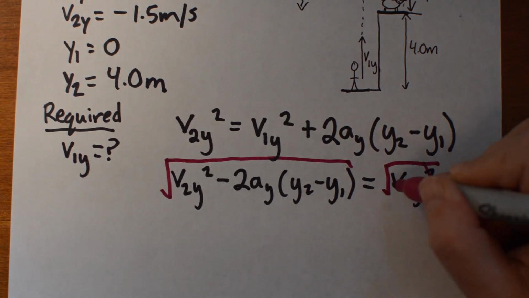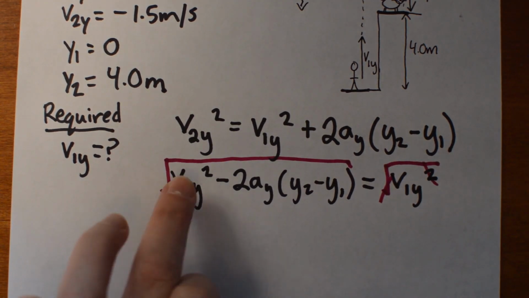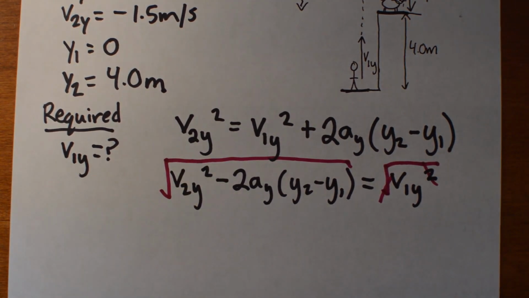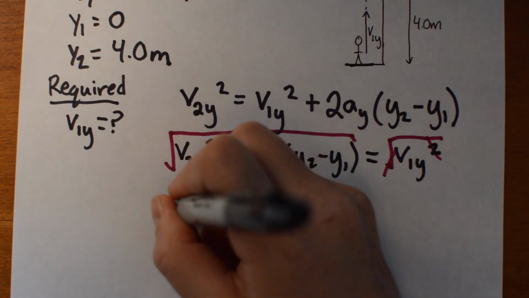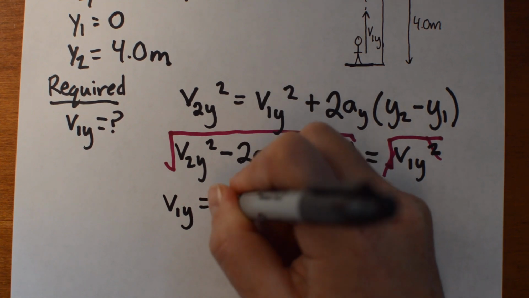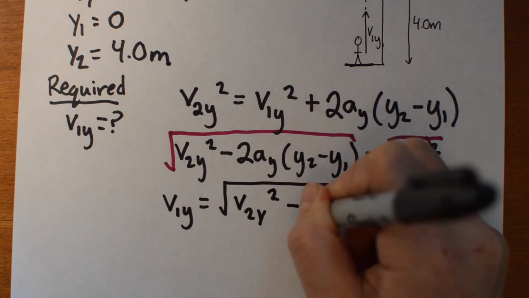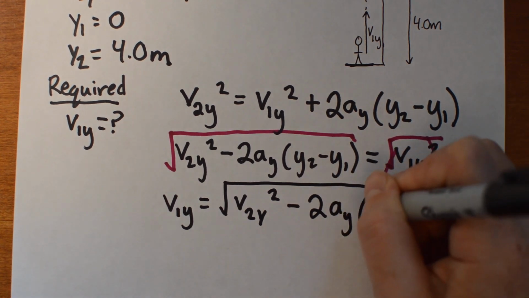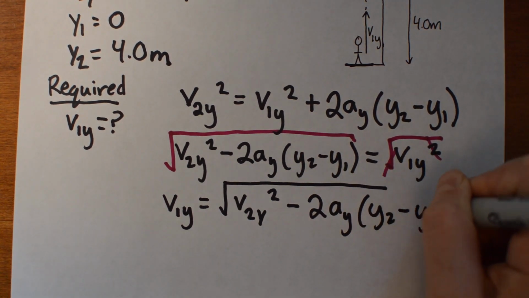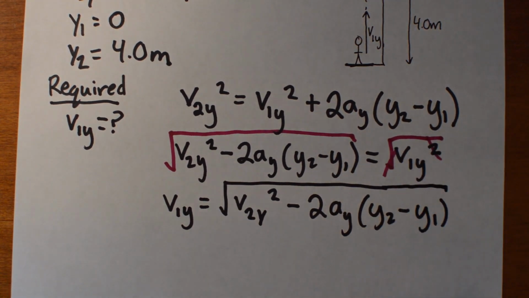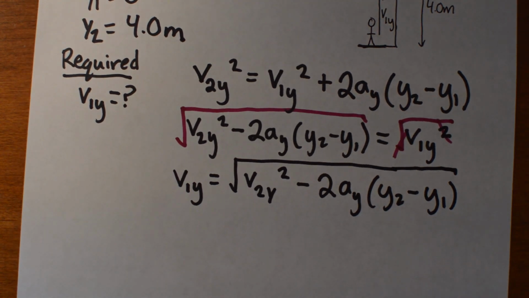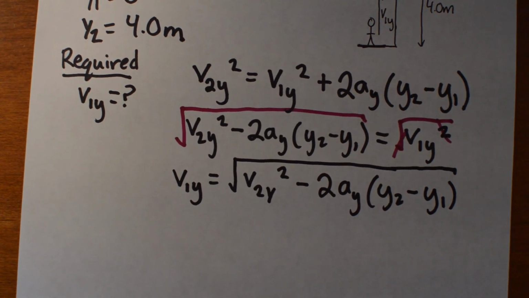That square root cancels my squared on this side. That square root does not cancel that squared, right, because they're subtracting in there. Then I'll just rewrite it forwards. So v1y is going to be the square root of v2y squared minus 2ay times (y2 minus y1). And we're all rearranged for what we want. So that means I can just plug all my numbers in and I'm good to go.